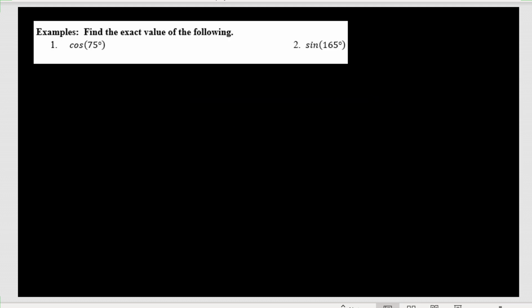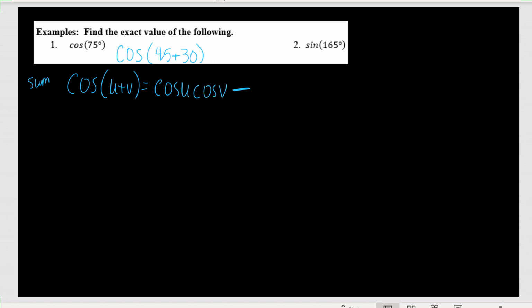And the first 3 or 4 of them, we are going to expand, and then the remaining ones we're going to condense the formula. So for cosine of 75 degrees, I want to write that as cosine of 45 degrees plus 30 degrees. So I need to use the sum of the cosines formula, which is cosine of the sum of two angles equals cosine of the first angle multiplied by cosine of the second minus sine of the first angle multiplied by sine of the second angle.